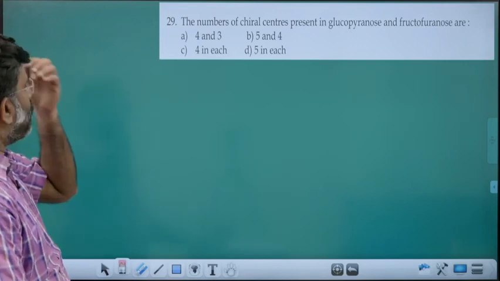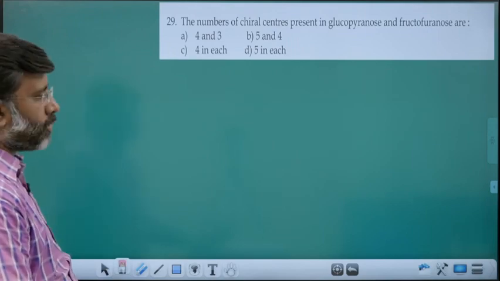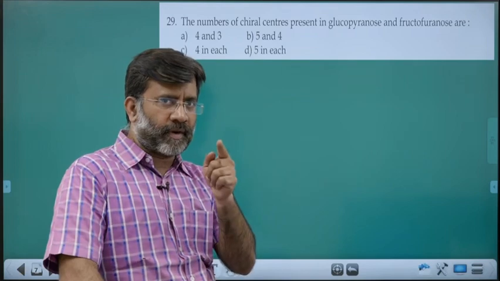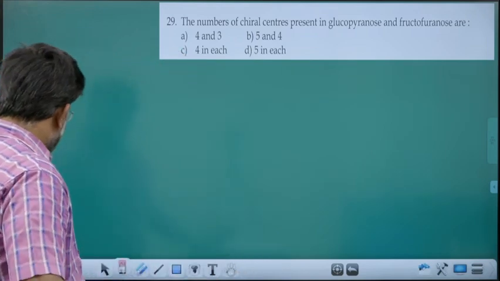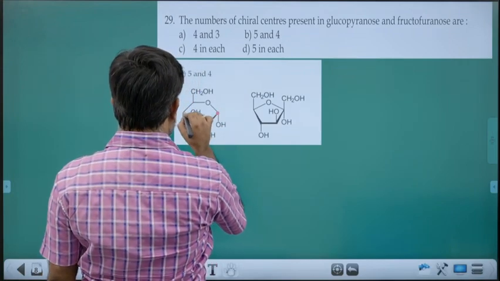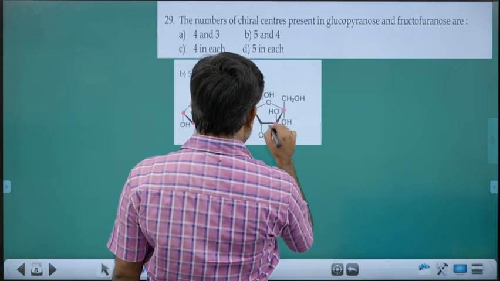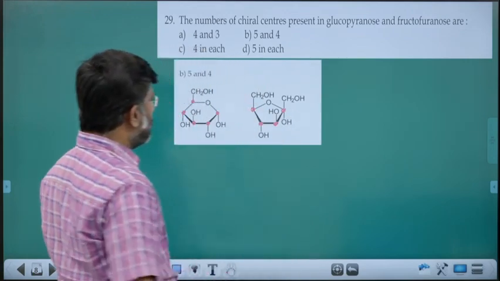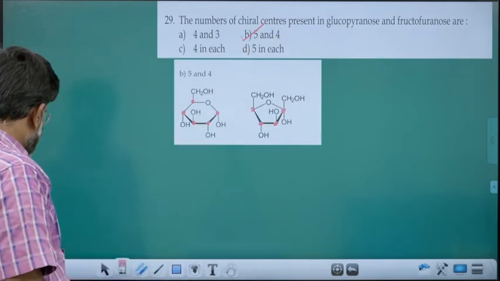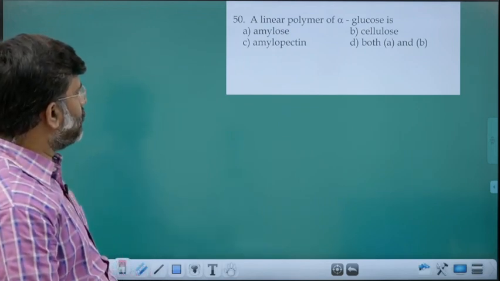The number of chiral centers present in glucopyranose and fructofuranose are? Glucopyranose we have already seen, there are 5 chiral carbon atoms. And fructofuranose, how many will it be? 4 only. Have a look at the structure, 1, 2, 3, 4. There are 5 and 4. Option B.